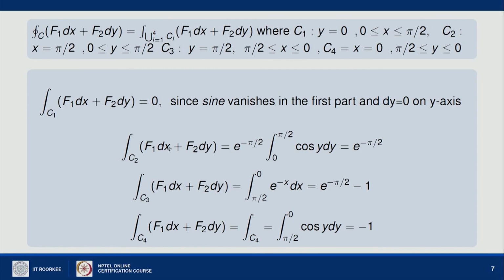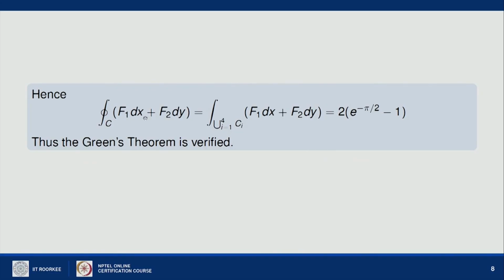Along C2, this comes out to be e raised to power minus pi by 2. Along C3, it is e raised to power minus pi by 2 minus 1, and along C4 it is minus 1. So, by adding all of these, I get the value of f1 dx plus f2 dy, that is the left hand side of Green's theorem, the line integral on this closed curve C, as 2 times e raised to power minus pi by 2 minus 1, which is the same as the result of the right hand side. Hence, Green's theorem is verified.